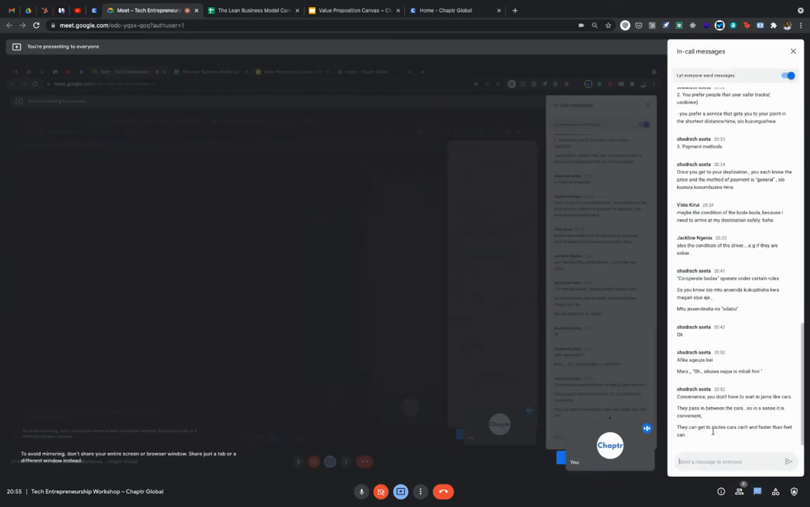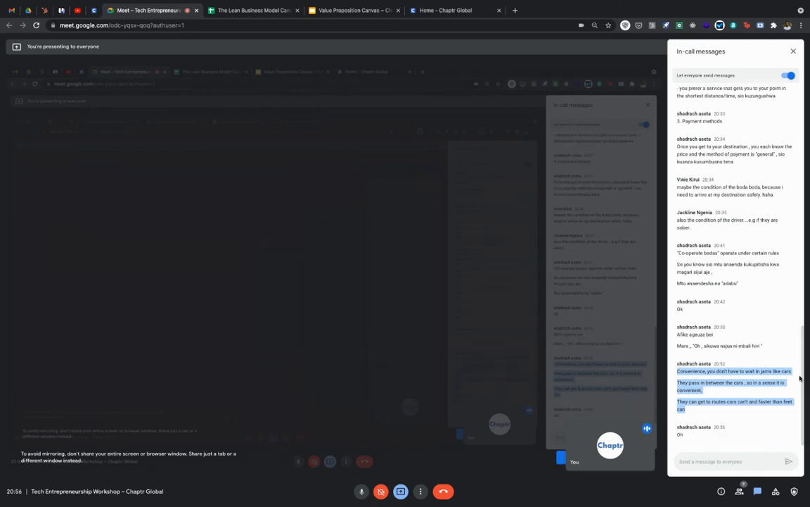Let me read what we have here. They can get to route cars and can find faster than they can. They can pass in between cars, so it's a sense of convenience, right? Now you're generally just describing bodas in general. I will focus on safe boda as it is. So whether you have a boda, safe boda, whatever it is, all of them will do this. But I'm focused on the whole boda experience because generally bodas as a segment will do all this for you. So you don't have to wait in jams and things of that sort. Yeah. So cool. I think it's nice to think about it like that.